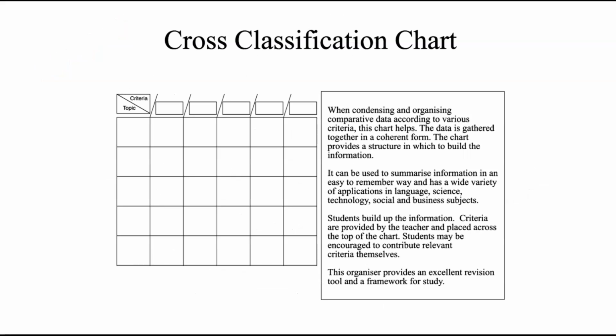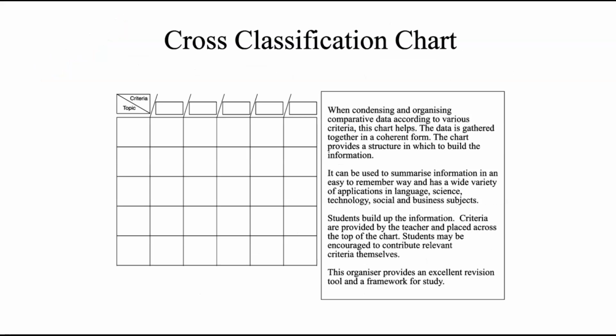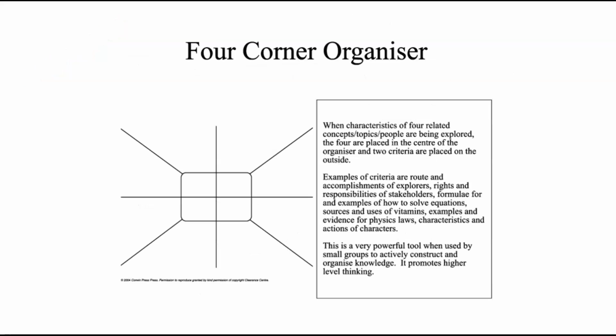information. A cross classification chart, again, you can pause, but really great if you've got condensing and organizing comparative data. That's really cool. This is great for higher order thinking.